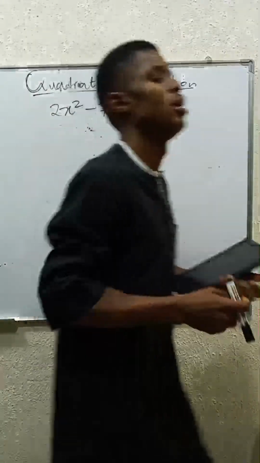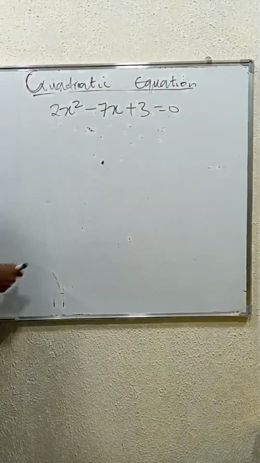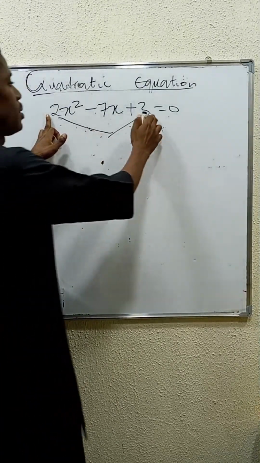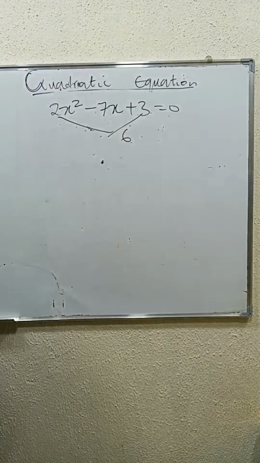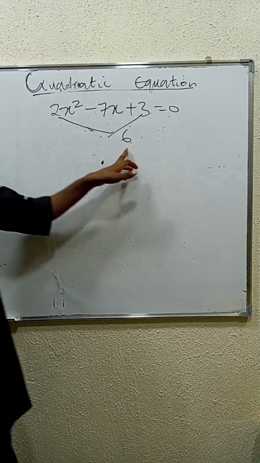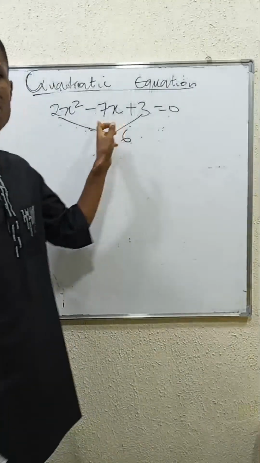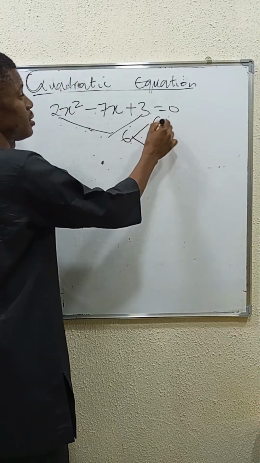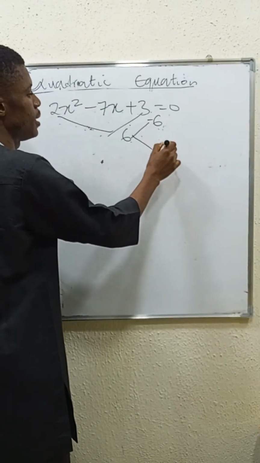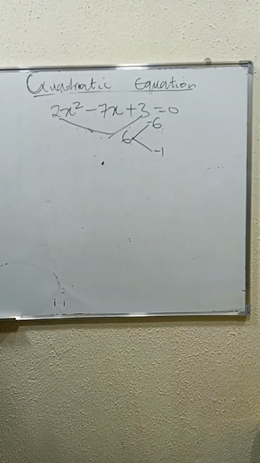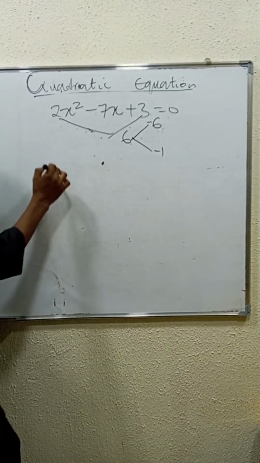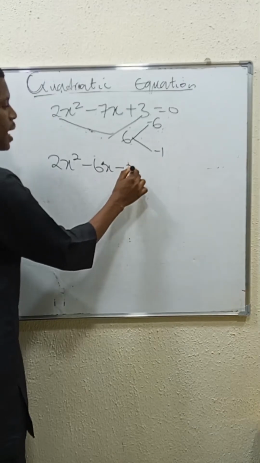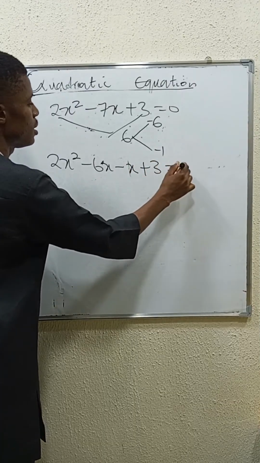So what do you do? You multiply the first and the last term. You have to do 2 times 3, and that's 6. Then think of two numbers that multiply to get 6 but add to get minus 7. The two possible numbers are minus 6 and minus 1. These are the two numbers that multiply to give what is needed. So you can now see you have 2x squared minus 6x minus x, then plus 3 is 0.